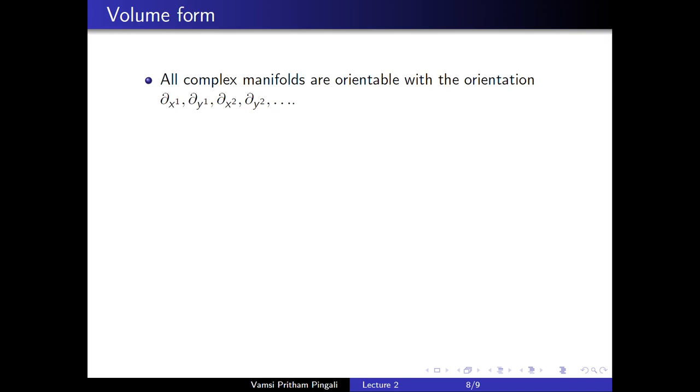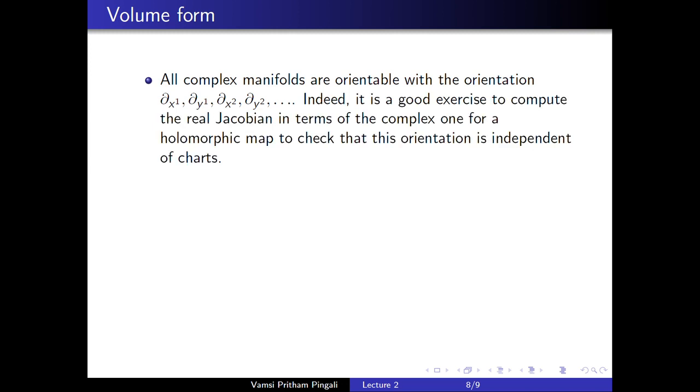Now complex manifolds are orientable. Why? If you choose holomorphic coordinates at point z equals x plus iy, then if you choose this particular ordered basis, I claim that if you change your holomorphic coordinate chart to another holomorphic coordinate chart, you get something in the same equivalence class. Okay. So why is that so? I'll leave it as an exercise.